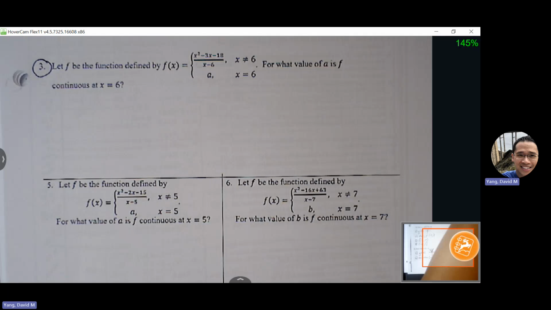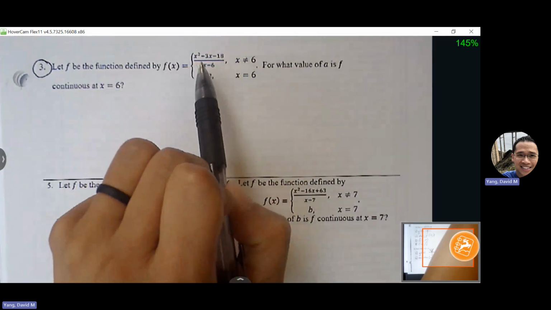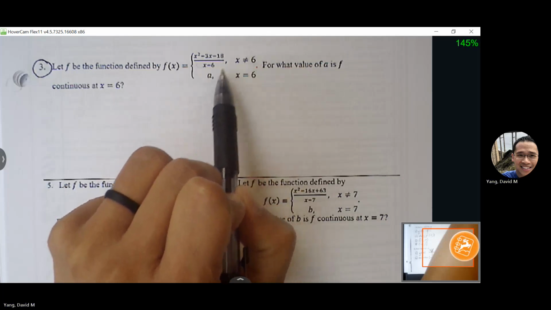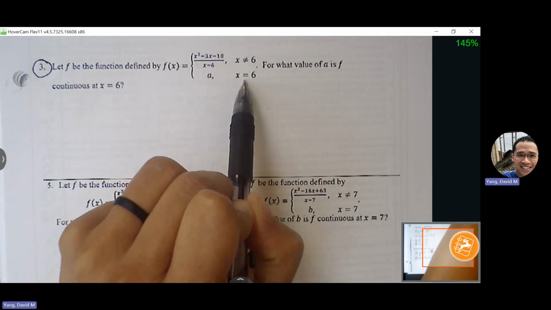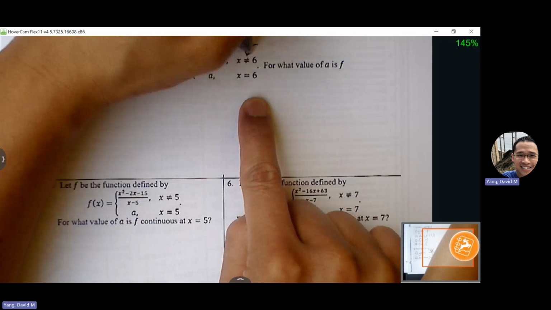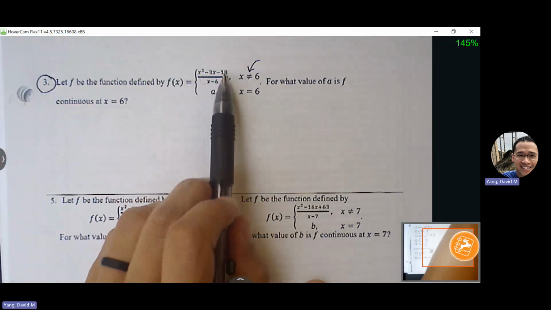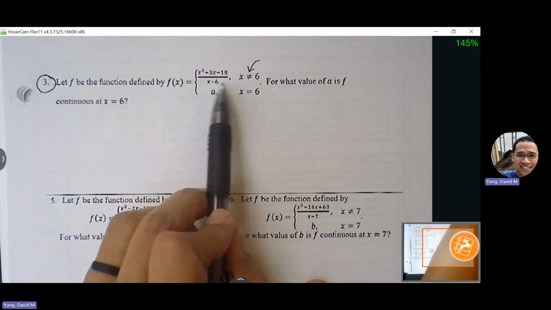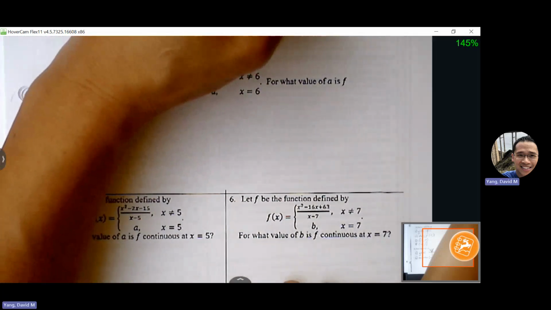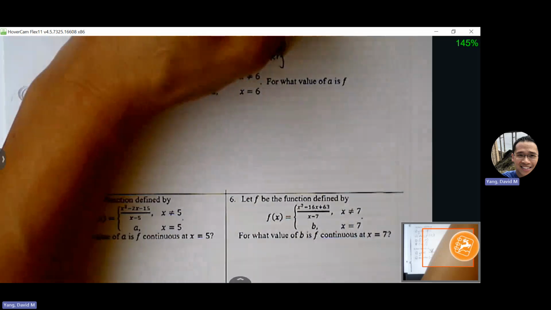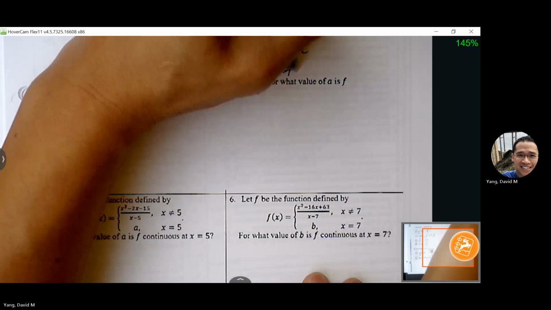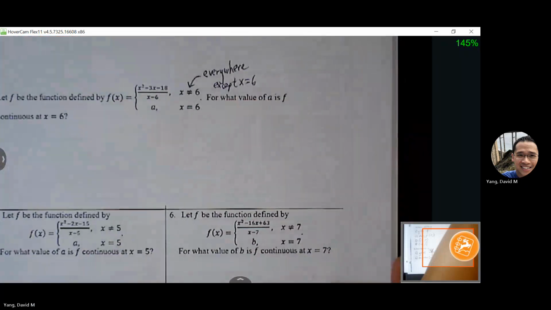Number 3 says, let the function be defined by f of x equals x squared minus 3x minus 18 all over x minus 6, where x does not equal 6, but then the y value is a whenever x equals 6. Okay. Now, what is this x doesn't equal 6? What does that mean about this expression? Where is this function defined? Everywhere except 6. Okay, so I wanted to make a note of that. I know it's obvious for many of us. I just want to point that out. Everywhere except 6.